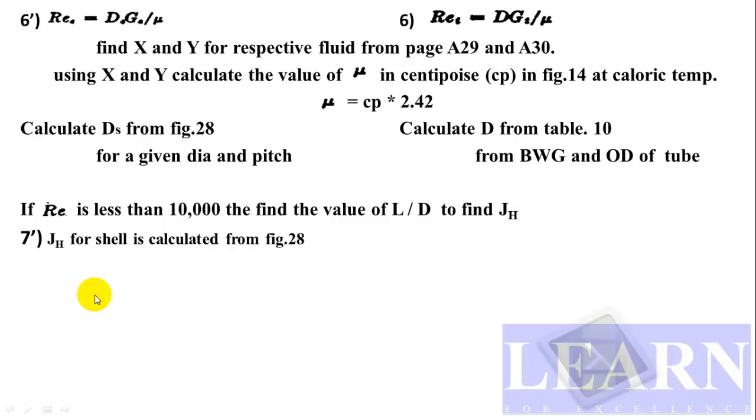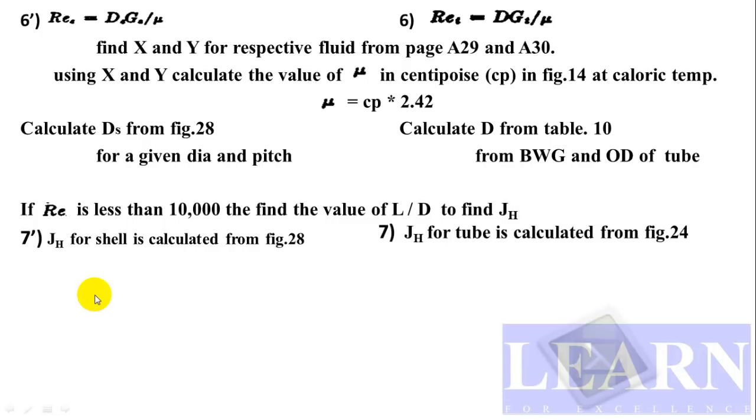Now in order to find the value of JH, we'll know the Reynolds number over here. Using this Reynolds number, we can produce the line directly upward to get the value of JH here. After getting the value of Reynolds number, it is very easy to find the value of JH here. Next is JH for tube side.